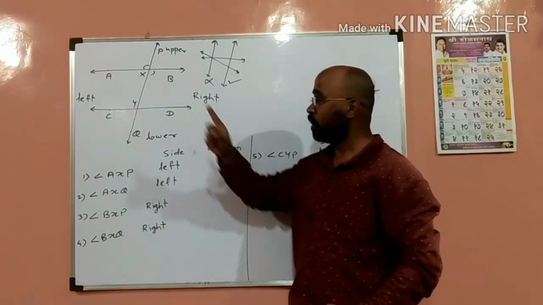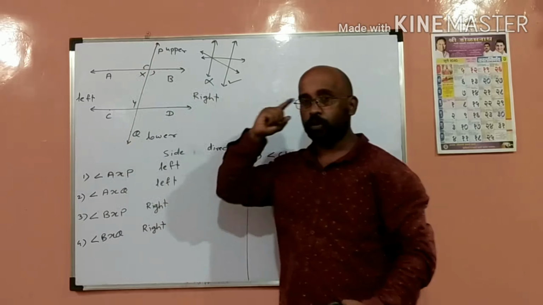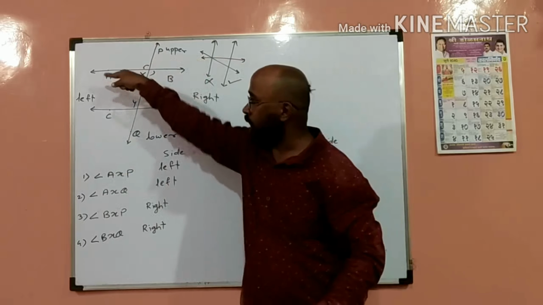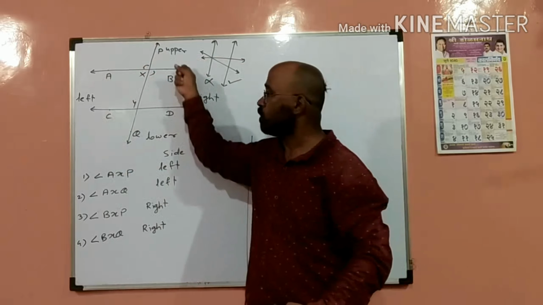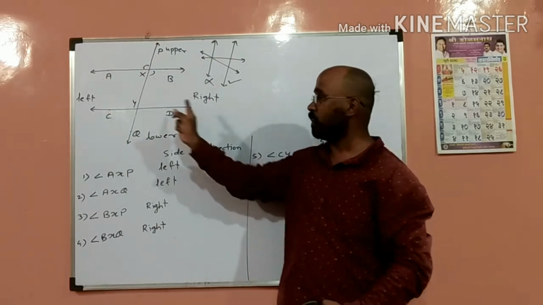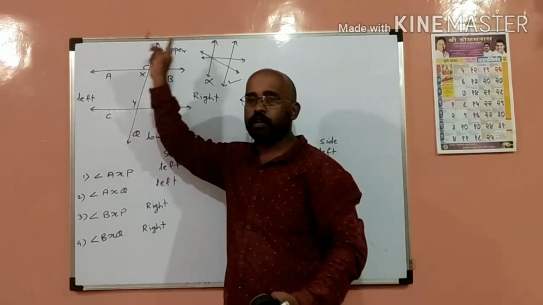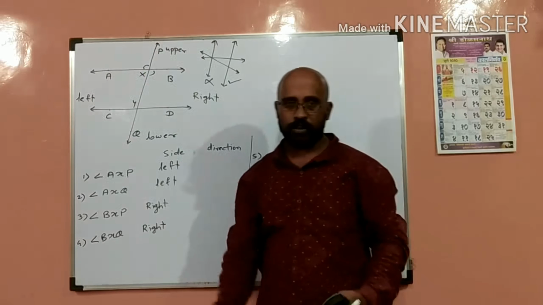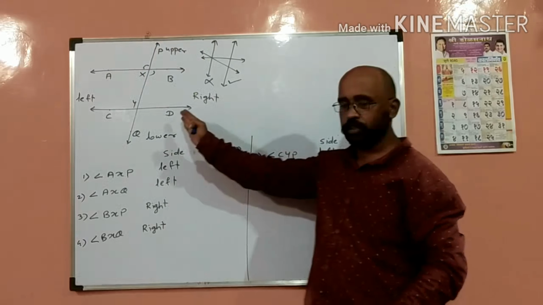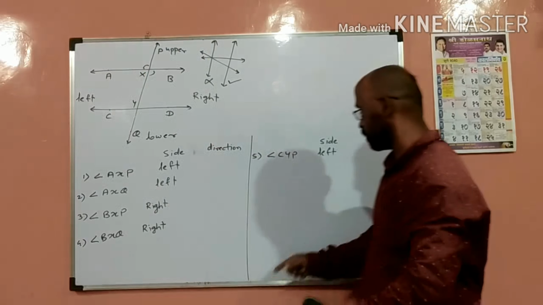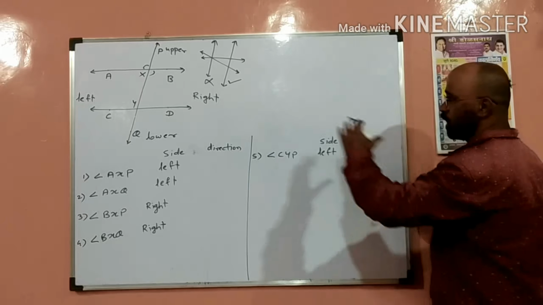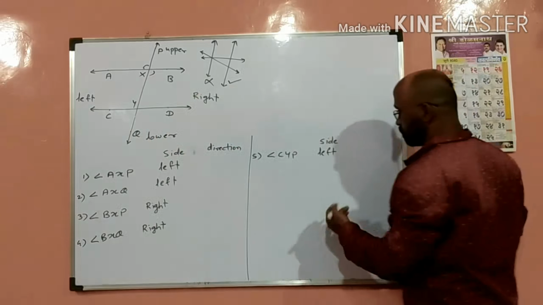I am talking about the left side of the transversal. Don't think about sides of these 2 lines. We have to just consider the sides which are created by the transversal's partition. Clear? So CYP is on the left side of the transversal.